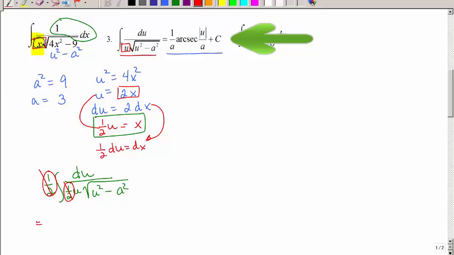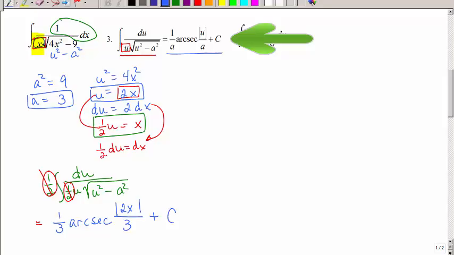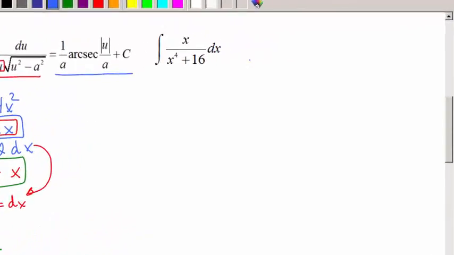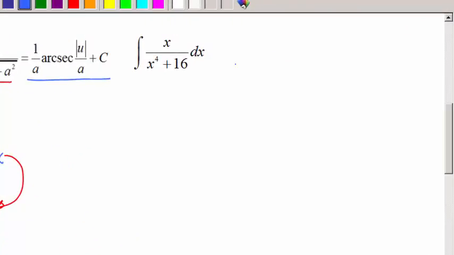So this is going to equal 1 over a. Let me go back and find a. So that's 1 over 3 times the arcsecant of the absolute value of u, which was 2x, divided by a, plus c. So this one was a little bit more complicated. You've got to make sure it fits that formula exactly. Let's look at some more problems just to practice.